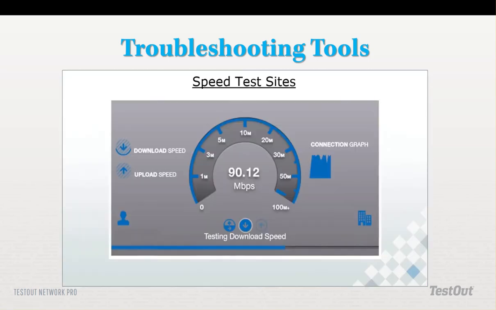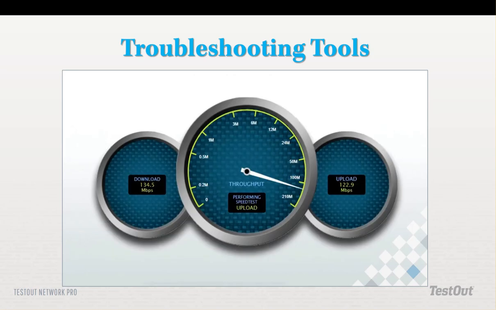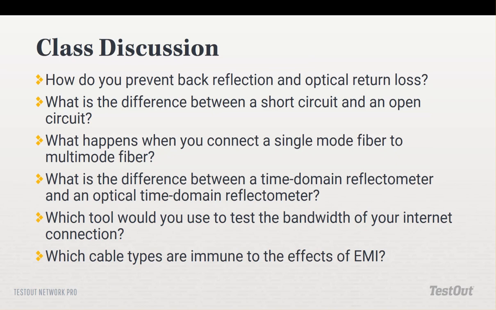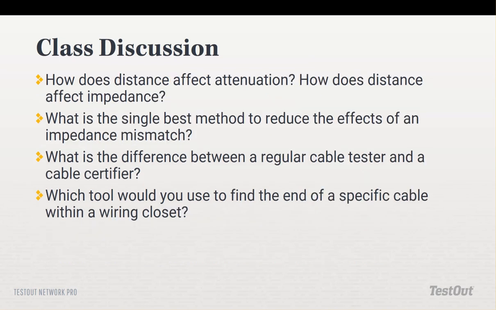And speed tests. I use Comcast speed test, and that gives a very good indication as to how fast you're going out. And you might look at this and see what's going on. If you're not getting good throughput, if you're paying for 50 megabits and you're only getting 25, you need to find out why. Again, more class discussions in here.